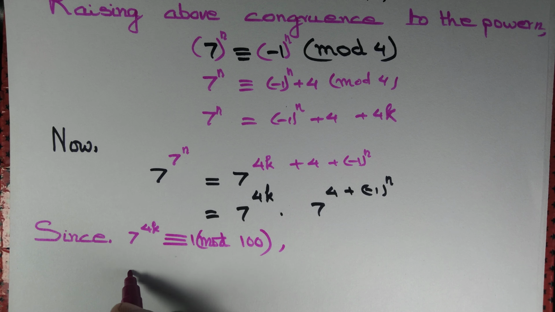What if n is odd? If n is odd, 7 to the power 7 to the power n is congruent to 7 to the power 4 plus minus 1 to the power n mod 100. If n is odd, then minus 1 to the power n is simply minus 1. So 7 to the power 7 to the power n is congruent to 7 cubed mod 100. And 7 cubed, we have already seen, is 343. And so 7 to the power 7 to the power n is congruent to 43 mod 100. Therefore, f of 7 to the power 7 to the power n is exactly equal to 43 if n is odd.